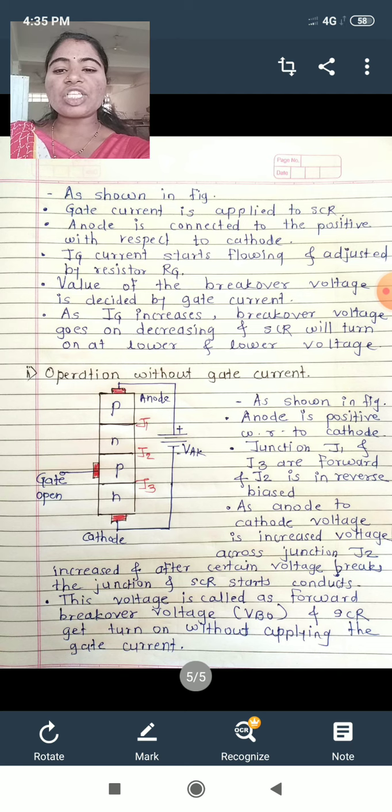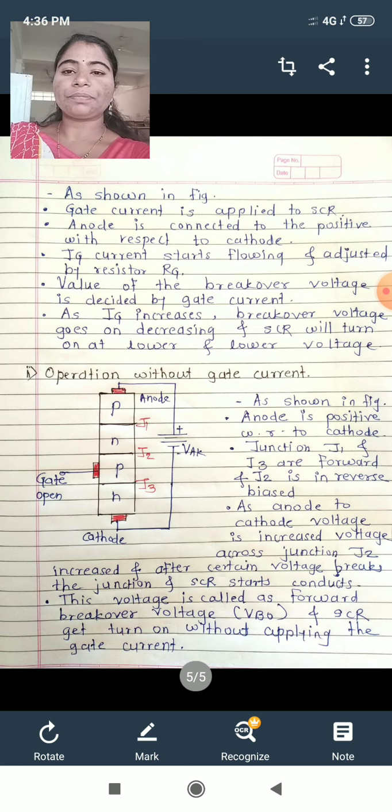As it is reverse biased, when we increase the voltage between anode and cathode, the temperature at junction J2 goes on increasing, and when the anode to cathode voltage reaches a certain limit, at that time junction J2 breaks down and the SCR starts conducting. This breakover voltage is the on state voltage of this SCR.